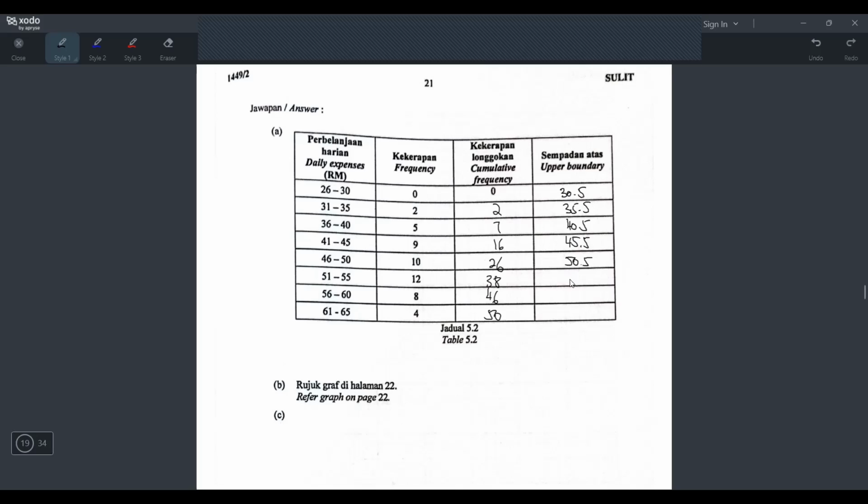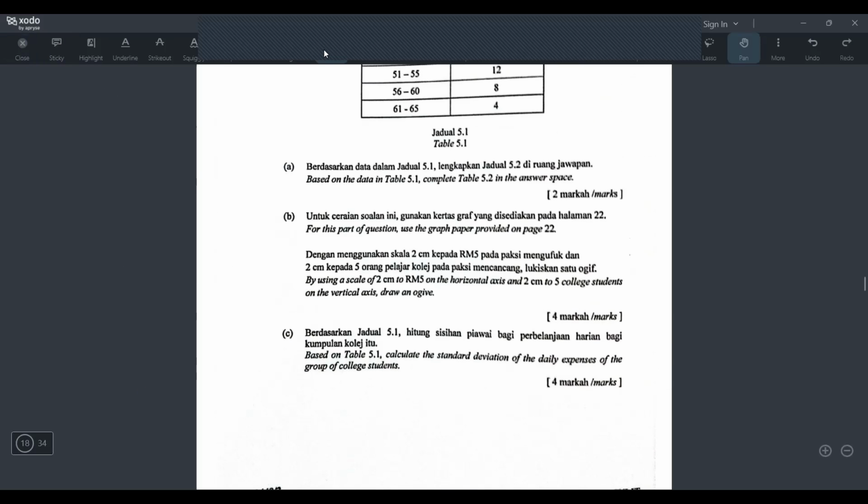This one is 55 plus 56 divide 2, 55.5. And then 60 plus 61 divide 2, 60.5. This one is 65, the next number is 66, so plus and divide 2 is 65.5. Okay, sudah siap. Soalan A 2 markah ini saja. If you complete it, you get 2 marks.